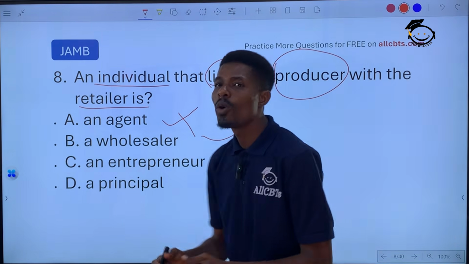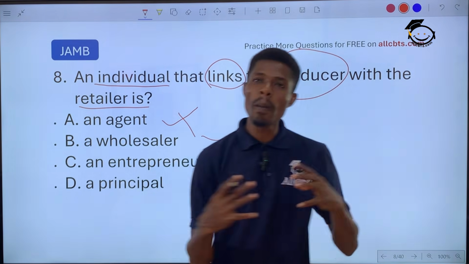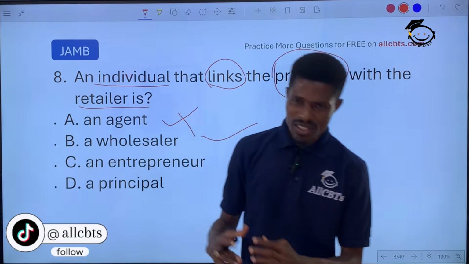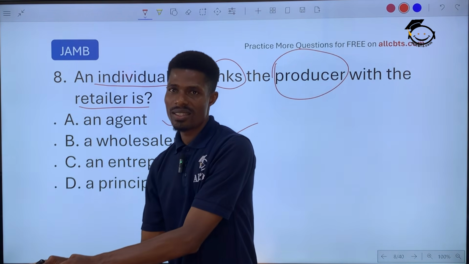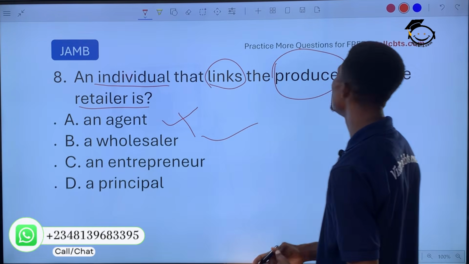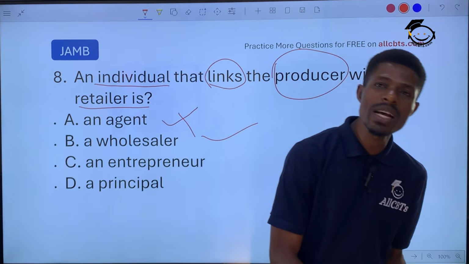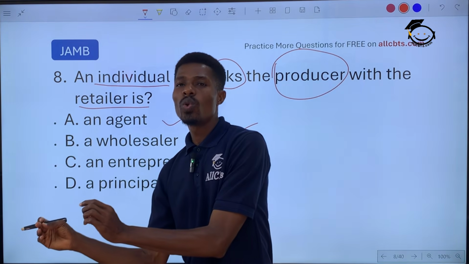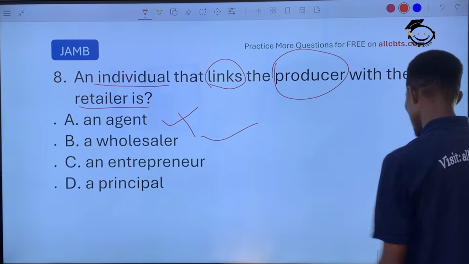Who is a wholesaler? A wholesaler is somebody that buys goods in bulk from producers and sells to retailers. Then retailers will now sell to the final consumer in smaller quantity. So it's a wholesaler.